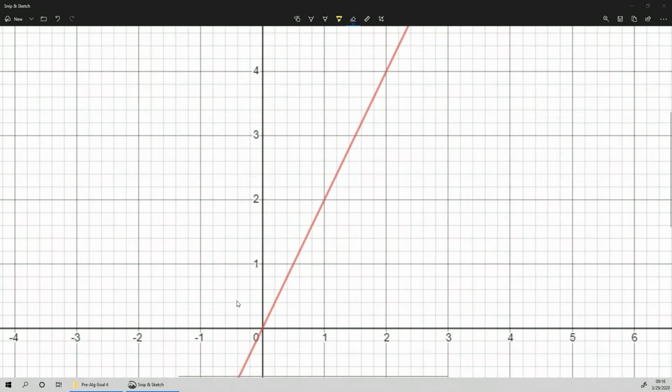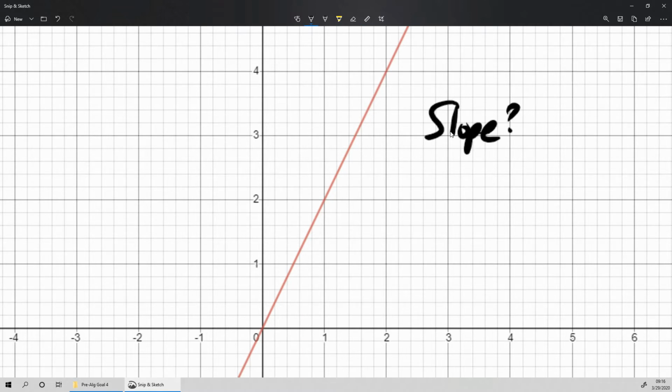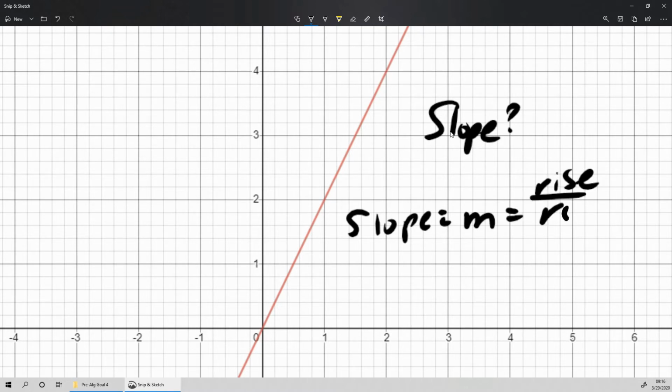I have this line right here. I want to find the slope. So, how do I find such a thing? Well, you may have heard this many times before, but slope, which in mathematics we denote as m, is just rise over run. Basically, that's just how far up or down you go over how far right you go.